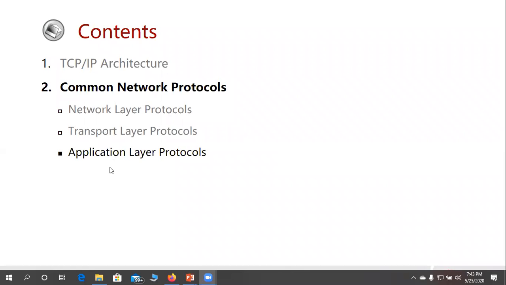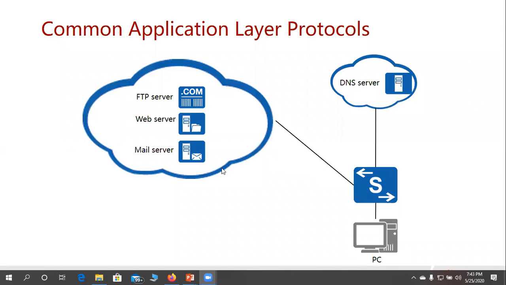Okay. The last component for today, which is the application layer protocols. So the common protocols that are there, of course, is FTP, and we use what we call the FTP server.